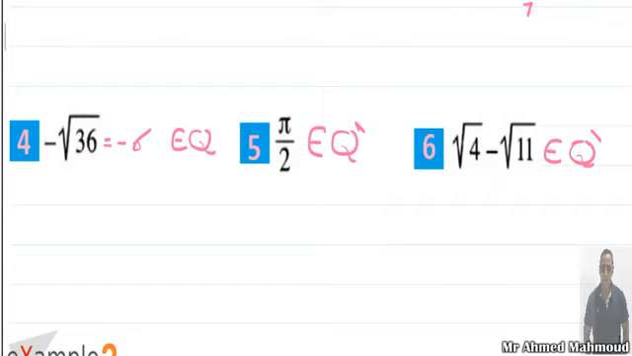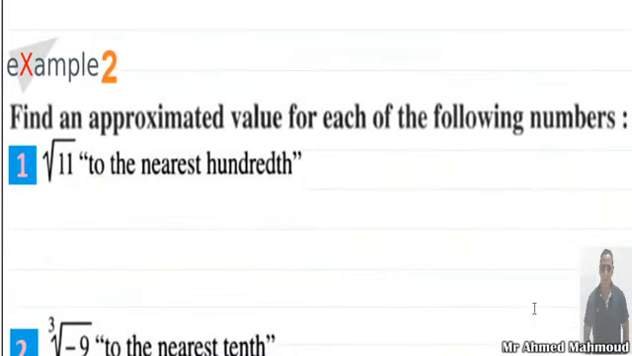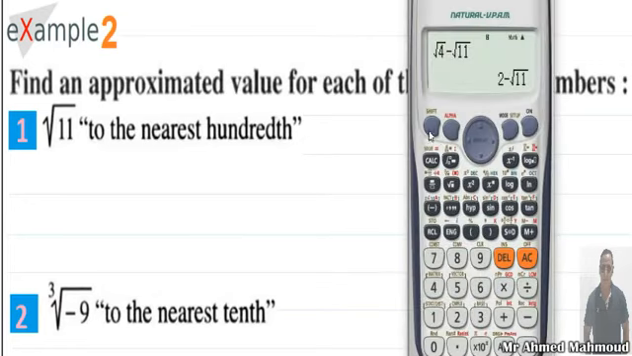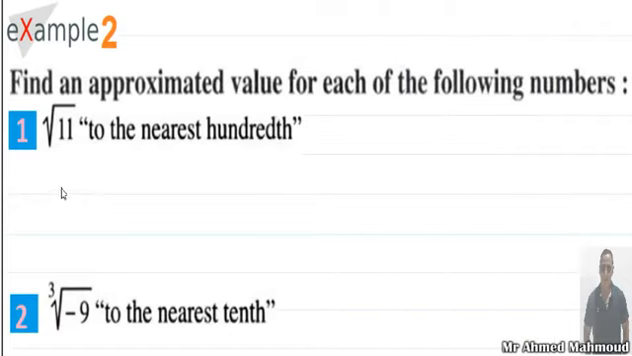Okay, let's solve the next example. In this example, find the approximated value for each of the following numbers to the nearest number. First one, root 11 to the nearest hundredth. First I need to find the value of root 11. Root 11 equals like this: 3.3166. Okay, let's remember the approximated value, the approximation.